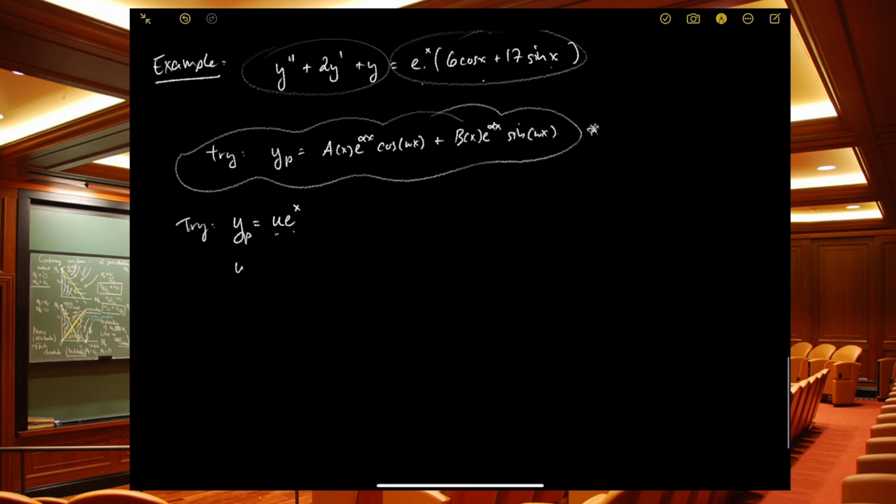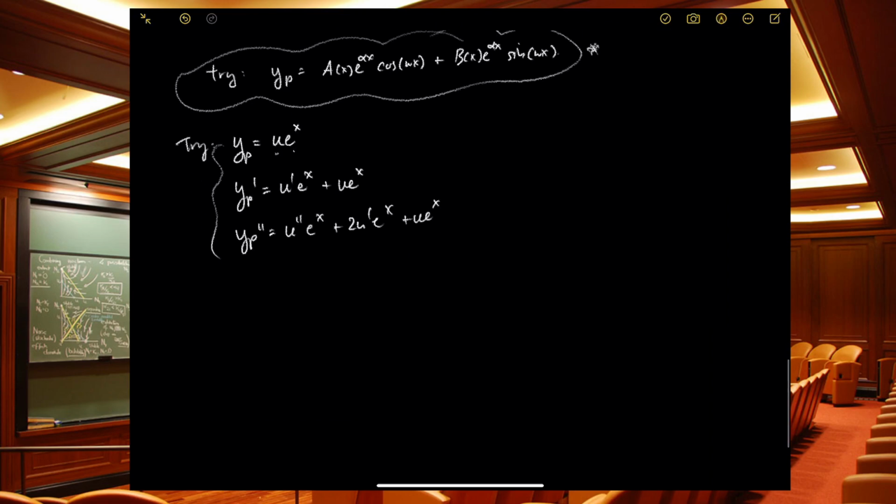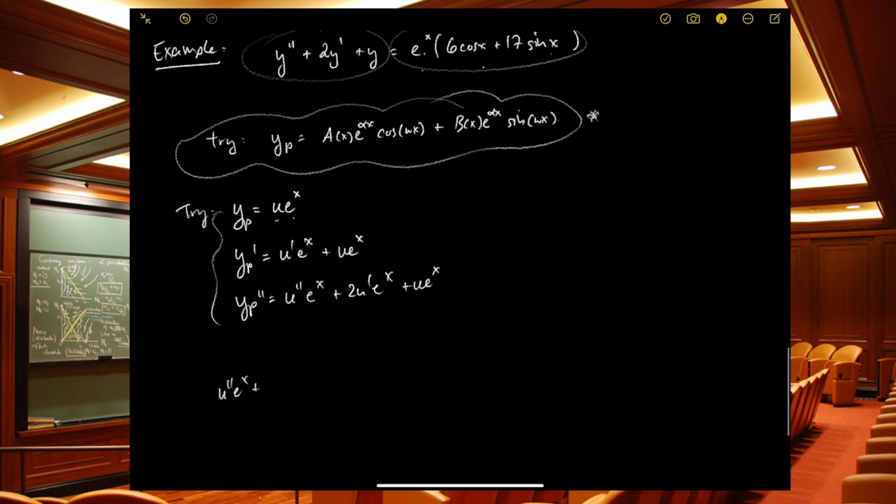So if that's the case, like we've seen before, this yp prime would be u prime e to the x plus u e to the x. And y double prime is u double prime e to the x plus 2u prime e to the x plus u e to the x. Right? So therefore, if we plug this into our initial system, we get y double prime plus 2y prime plus y.